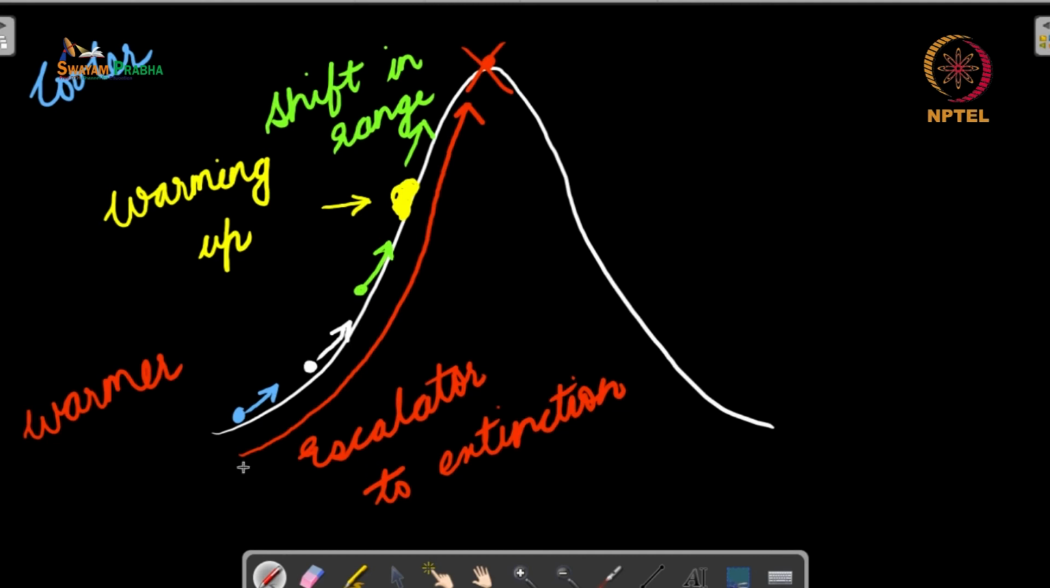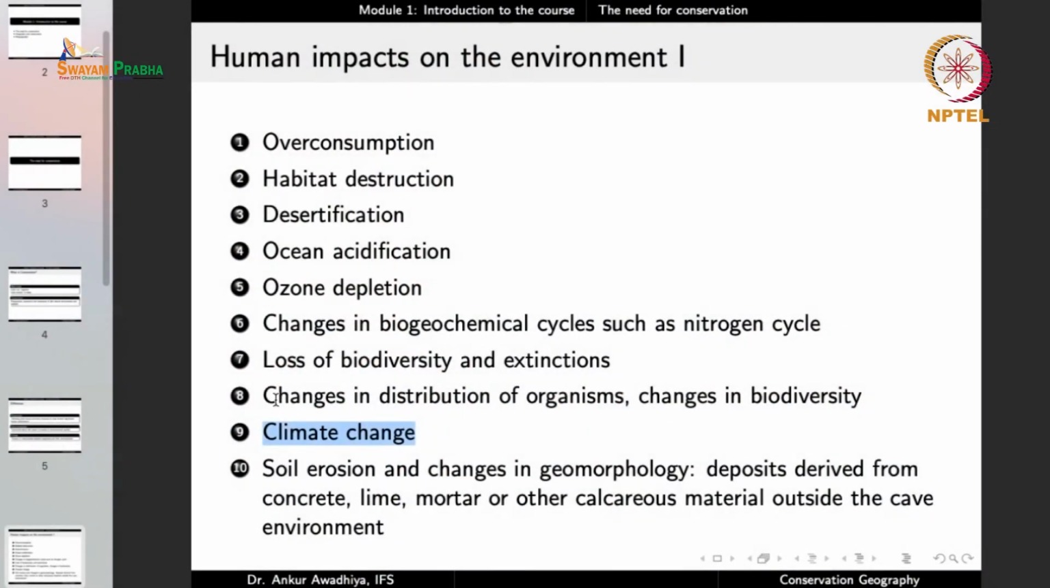So the organisms are moving up the escalator towards their extinction. And during this process, we are observing huge amounts of extinctions, and huge changes in the ranges of different species. So that is a change in the distribution of organisms and changes in biodiversity. Not only that, we are also observing changes in the behavioral patterns of organisms, changes in their phenology.